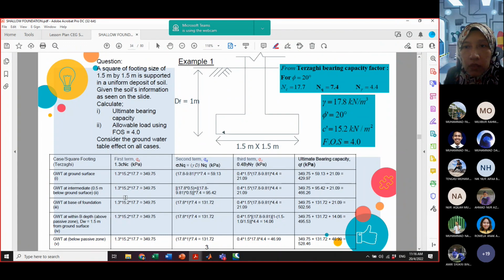Okay, kalau you look at these questions, you are given a square shape footing. Macam mana saya tahu square shape footing? Because the footing size is 1.5 by 1.5 meter. So itu yang paling simple lah.